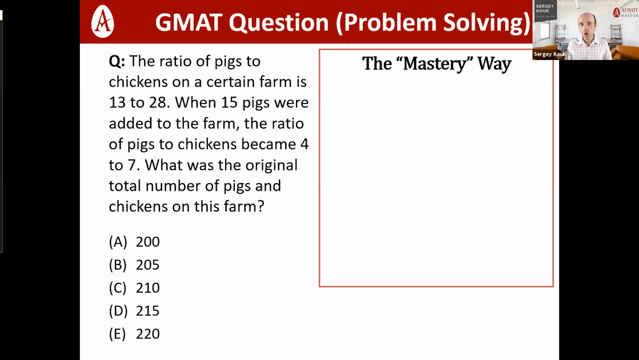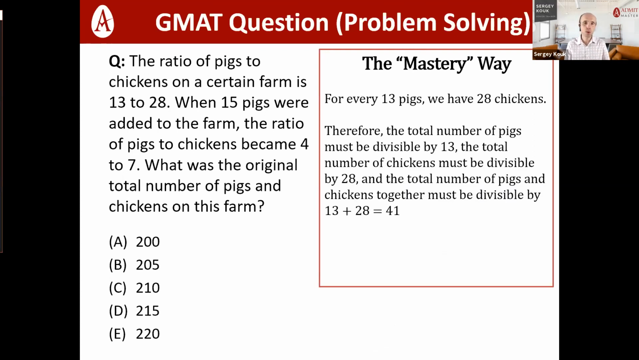What we've learned from this question is that we have a ratio of pigs to chickens, which is 13 to 28. What this means is that for every 13 pigs, we have 28 chickens. This means that the number of pigs must be divisible by 13, and the number of chickens must be divisible by 28, because that's the ratio. And I cannot have half a chicken. So that's why the ratio has to stay. And that's why the total number of pigs and chickens together must be divisible by 13 plus 28, which is, of course, 41.